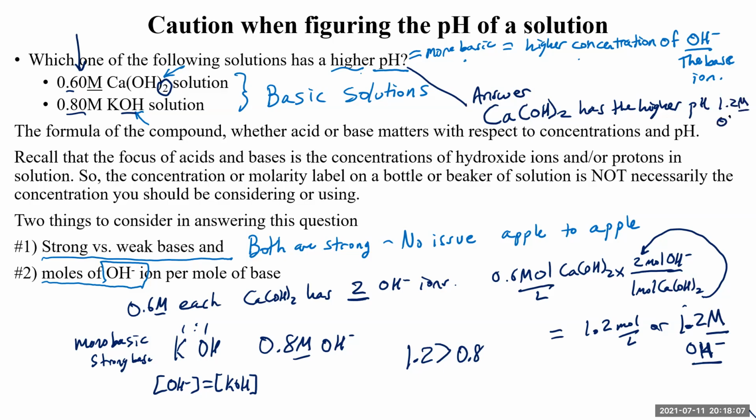1.2 molar hydroxide ion versus 0.8 molar for the other one. That is our answer. Remember, higher pH indicates higher hydroxide ion concentration, lower hydrogen ion concentration. Higher pH means more basic means more hydroxide ions.